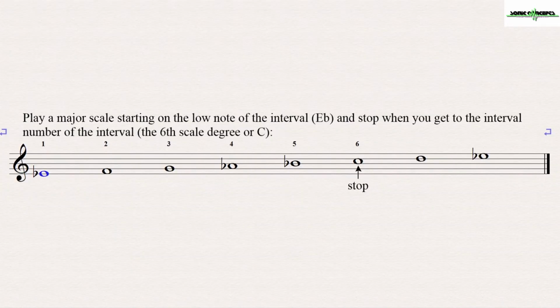We then construct a major scale starting on or from the low note of the interval as the root, count or play up the scale using the root as the first count, and stop when we get to 6 notes, the same number as the interval number.